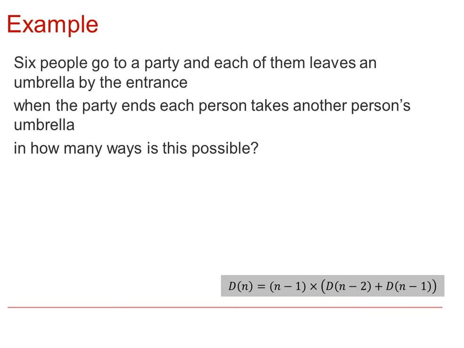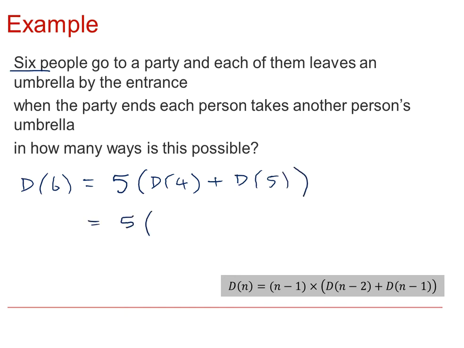In this example, 6 people go to a party and each of them leaves an umbrella by the entrance. When the party ends, each person takes another person's umbrella, probably by mistake, obviously a good party. So in how many ways might this be possible? If we use the recurrence relationship that we've already identified, we know that there are 6 people, so we are looking for D of 6. And this will equal n minus 1, or 5, lots of D of n minus 2, or D of 4, plus D of n minus 1, or D of 5. We already know that D of 4 equaled 9, and that D of 5 equals 44. And this gives us 265 ways.